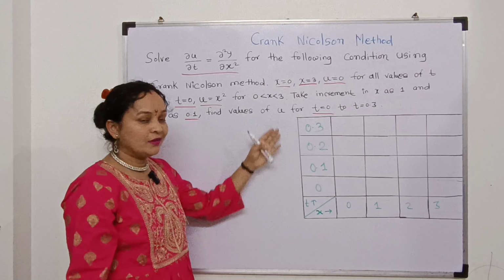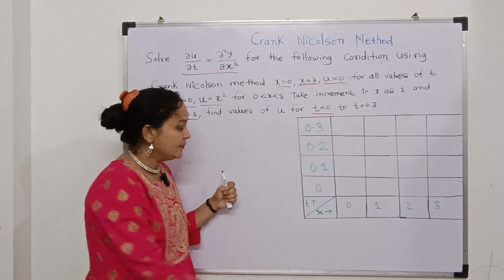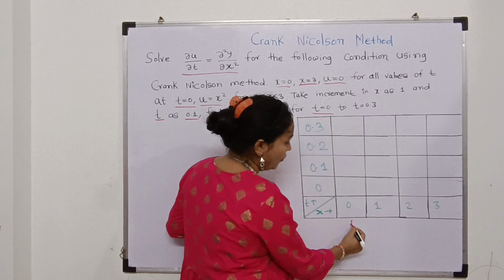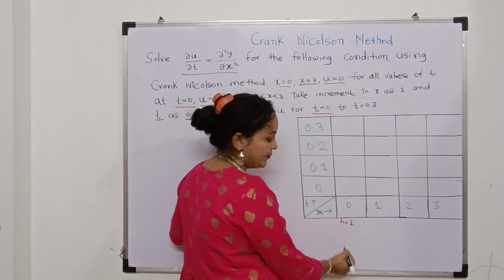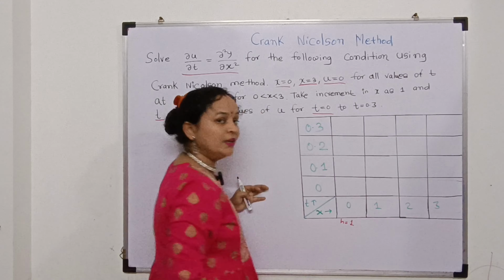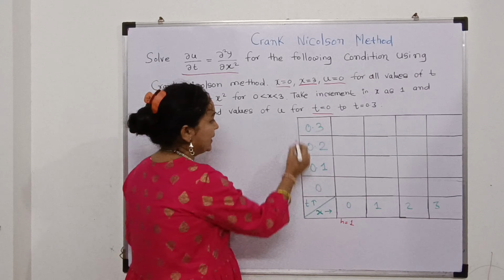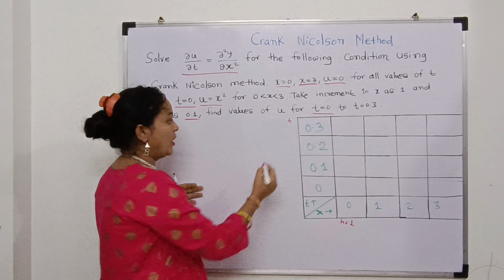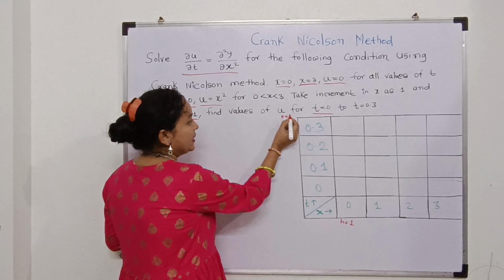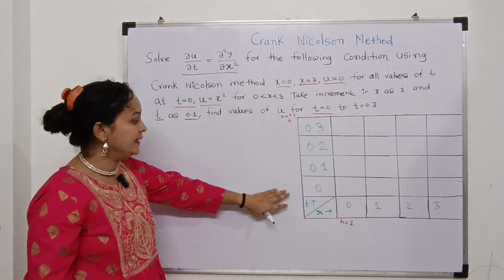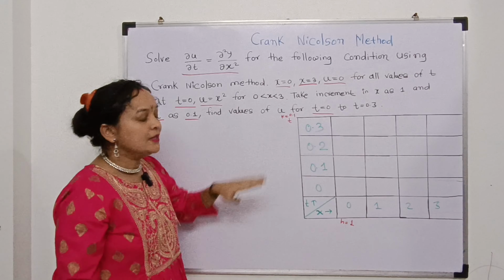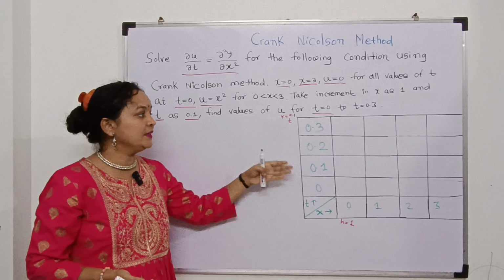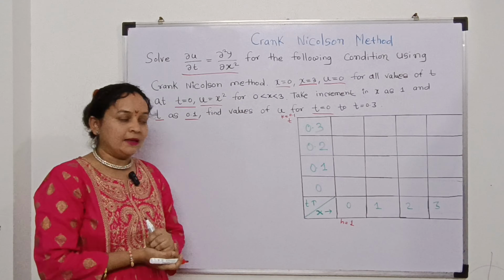I have already drawn the given data table, in which the increment factor for x is 1, called h, starting from 0 up to 3. Next is t, where the increment factor is called k, and that is 0.1. The t starts from 0 to 0.3. So this is the table with respect to the given data.